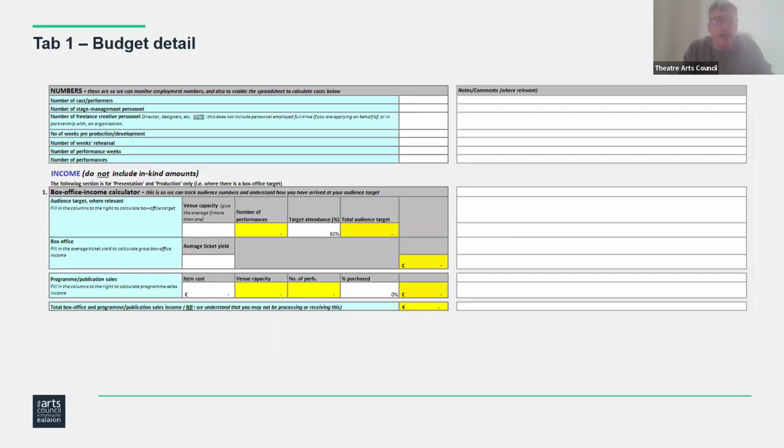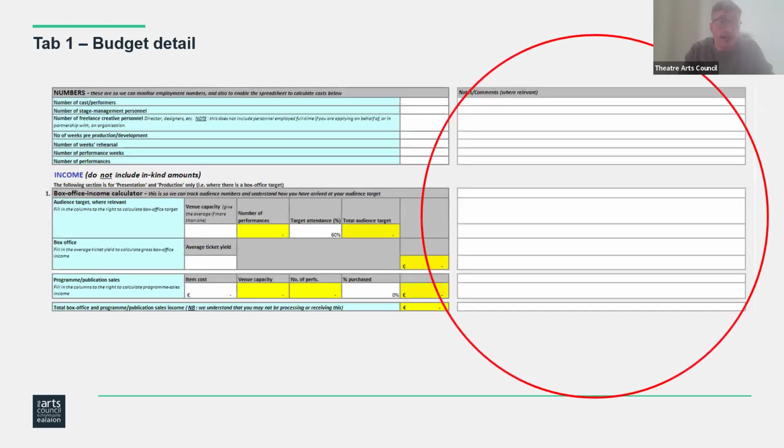So we'll be looking at first the expenditure section and the income section. But I just want to draw your attention that there's a section to the right there called notes and comments where relevant. And that's a space where you can leave notes. So if you want to explain how you arrived at a certain figure or why a certain figure is the way it is, you can offer an explanatory note there.